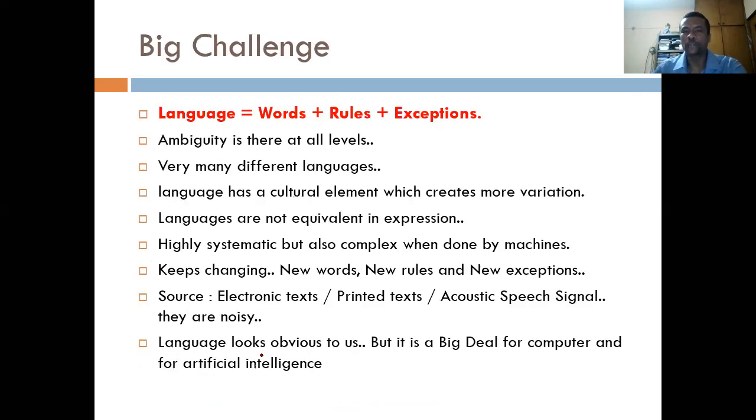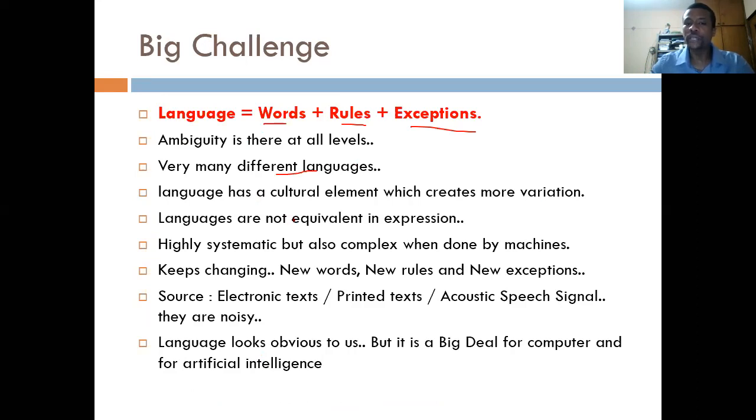Then the last point that we have for today is this one. Why is it challenging? The first thing is language is about words, rules, and exceptions, and they are always difficult. The other is ambiguity appears at all levels, mind you, ambiguity at a word level, at a phrase level, at a sentence level. And we have many different languages to deal with. In Ethiopia, we have more than 80 languages, so you have to deal with that. And language has a cultural element which is very difficult to capture by a machine.